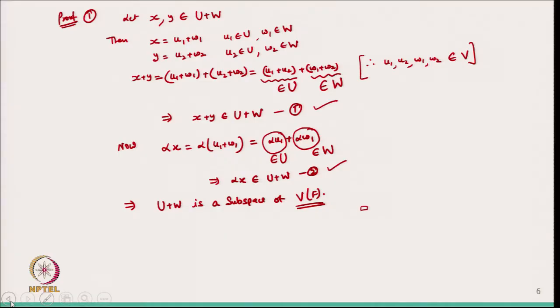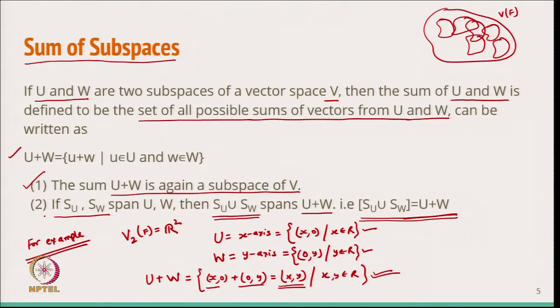In the previous lecture we have shown that if I have two subspaces U and W, then their sum is also a subspace of the vector space V. And also we know that if we take the spanning set of U and the spanning set of W, then their union will be the spanning set for U plus W. So, this is what we are going to discuss.